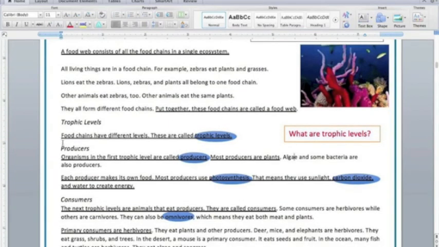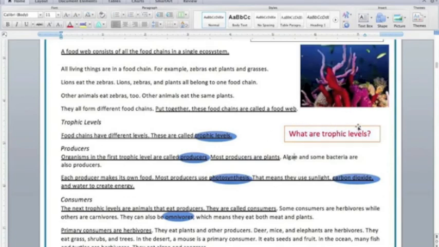Trophic levels. Food chains have different levels. These are called trophic levels. I underlined the two sentences here because they help me to understand a little bit about what a trophic level is, not much yet. I also circled the word trophic level because that's a very important term, and I don't quite understand it yet, but we will. Okay.